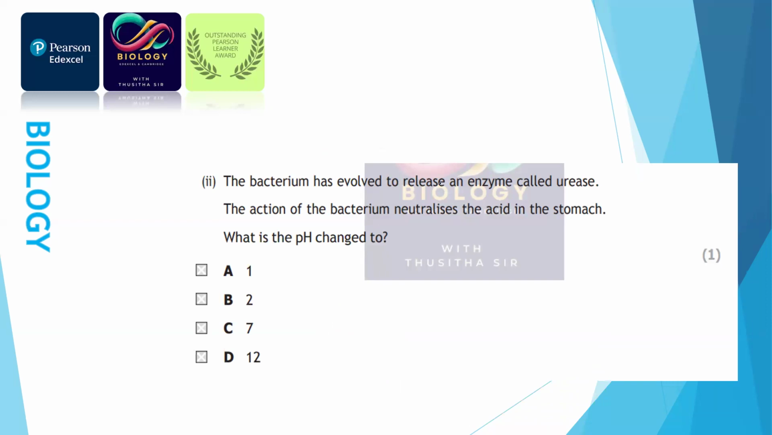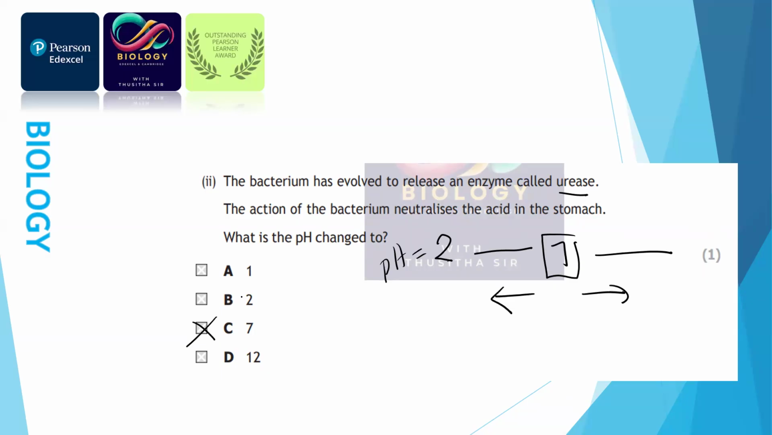Next question. The bacterium evolved to release an enzyme called urease. Urease neutralizes the acid pH in the stomach. So what is the pH changed to? The stomach has pH 2. This is the stomach pH. And neutralize means neutral pH, which is 7. Beyond that it goes alkaline. This side is acidic, this side is alkaline, and this is neutral. So the acid pH changes to 7. It's not 2, the stomach pH is 2. So it's changed to 7. So the answer is 7.